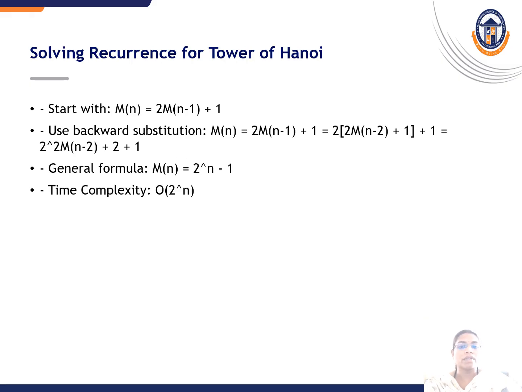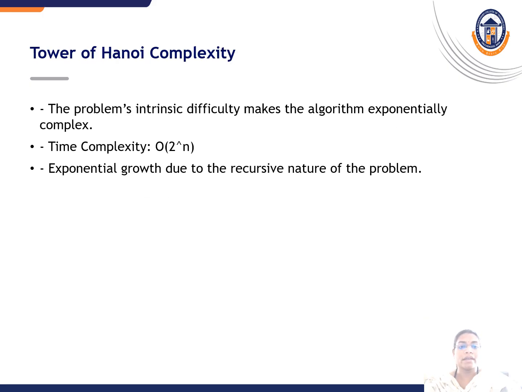Solving the recurrence of Towers of Hanoi. Start with M(n) = 2 M(n-1) + 1. Use backward substitution. M(n) = 2 M(n-1) + 1 = 2 (2 M(n-2) + 1) + 1 = 2^2 M(n-2) + 1. The general formula for this recurrence relation is M(n) = 2^n - 1. The time complexity is O(2^n).